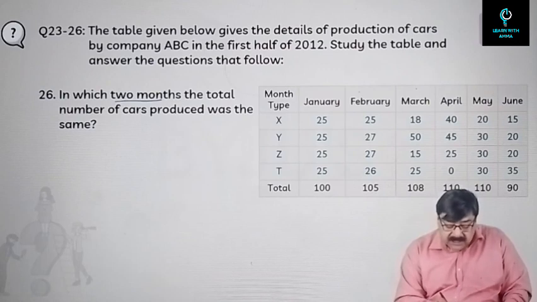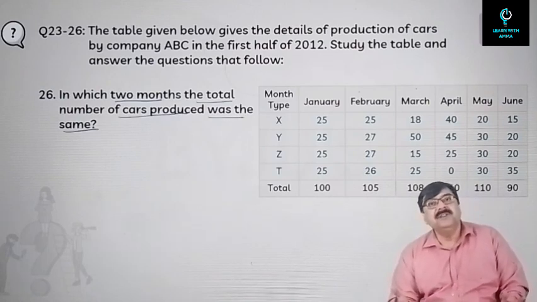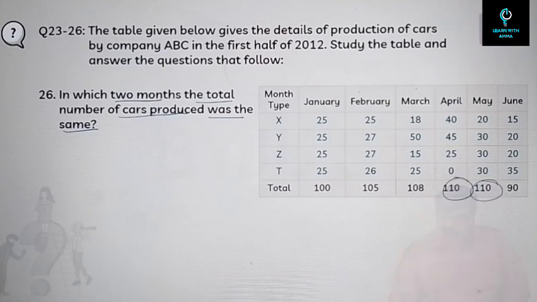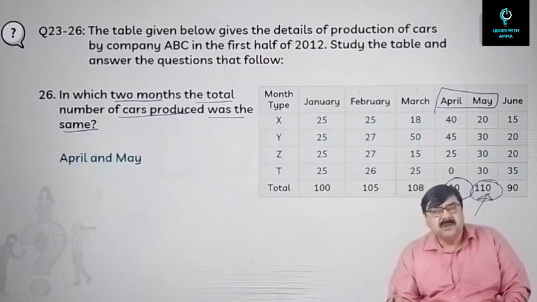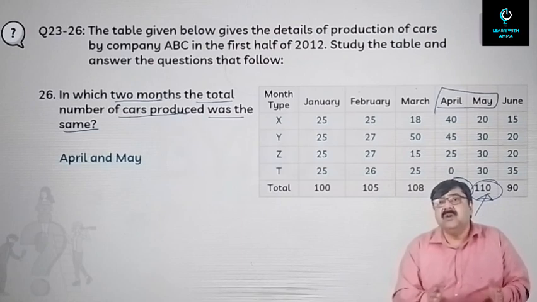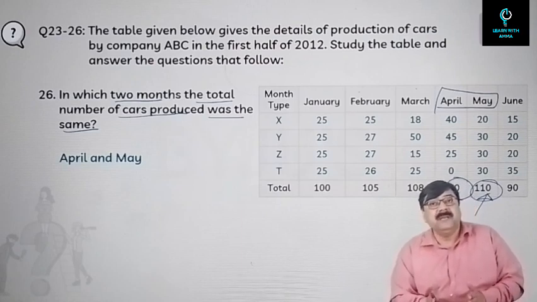Now, in which 2 months the total number of cars produced was the same? Again, an observation-based question. It happens in April and May. In each of these months, the total number of cars produced was 110. So more of observation-based questions, so that we have had enough practice on observation-based and calculation-based questions.